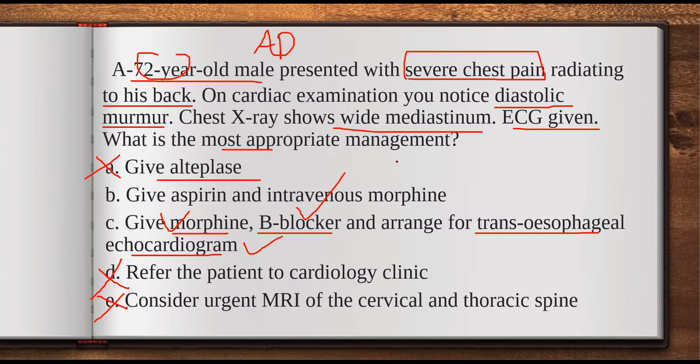Now for that, you have to give morphine because the patient is having severe chest pain. Give beta blocker, although it might not be very effective for this sort of dissection, but it's a good idea to start with. And then obviously we need to confirm the diagnosis by doing the urgent echocardiogram. Giving aspirin and morphine doesn't seem to be the most appropriate management. As a next management, yes, aspirin, morphine is a good idea, but for the most appropriate or best thing, the better option to choose is the C.